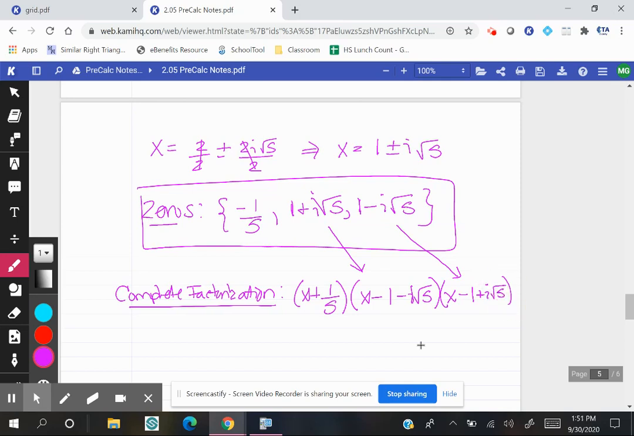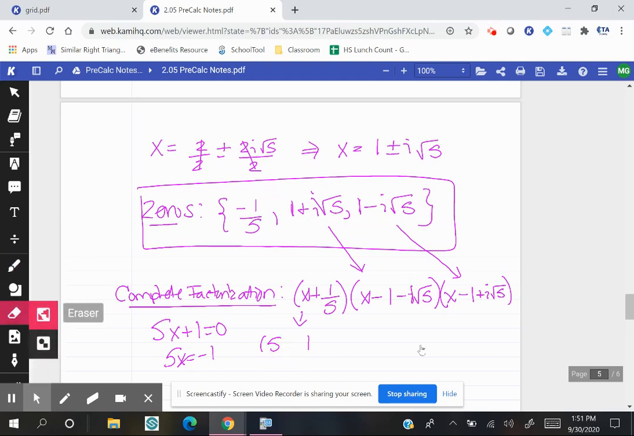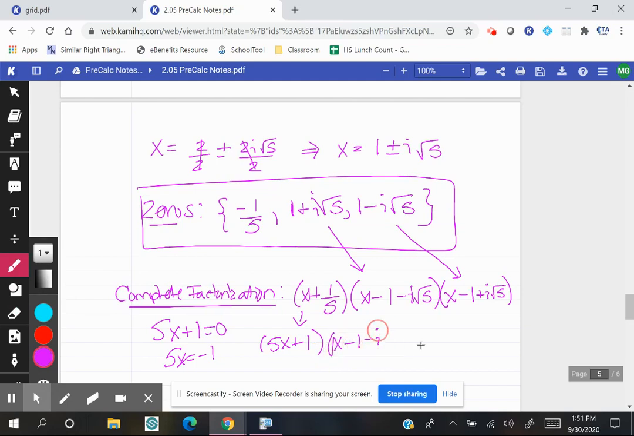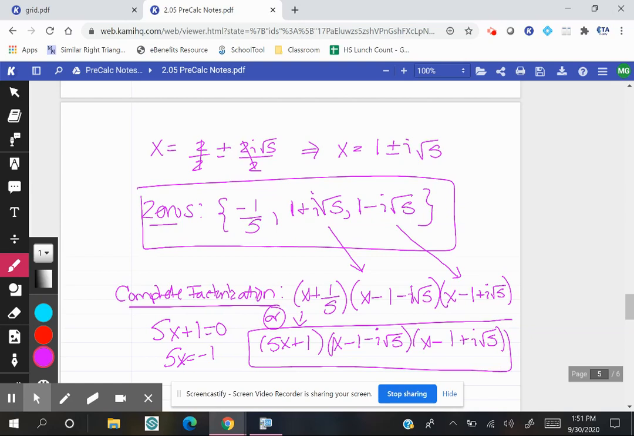And then even nicer if you rewrite this one as 5x plus 1. Again, if you solve that, you set 5x plus 1 equal to 0, you subtract your 1 over and divide by 5, so your root would still be negative 1/5. That looks a little messy. So 5x plus 1, and then you would keep the same, nothing else we can do to these linear factors, x minus 1 minus i rad 5, and x minus 1 plus i rad 5. Either one I'm okay with.